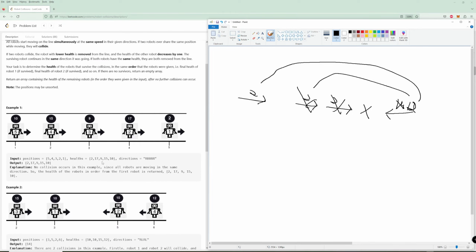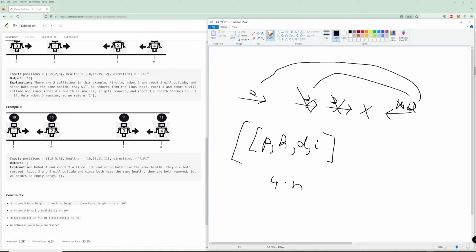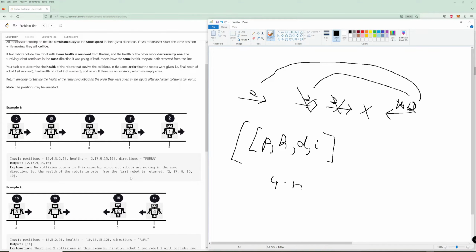So what we're actually going to do is combine all these values. We're just going to make an array of something like this. It'll be position, health, direction, and then the original index of the item. We're going to have this for every single robot, right? So it'll be an array of these. And that's only going to cost us 4 times n, which is totally fine, because n is only 10 to the 5th. There's not really a way around it. We might be able to get around it somehow if we just store an array of indices, but an array of indices should technically be O of n as well, so this rounds down to the same thing.